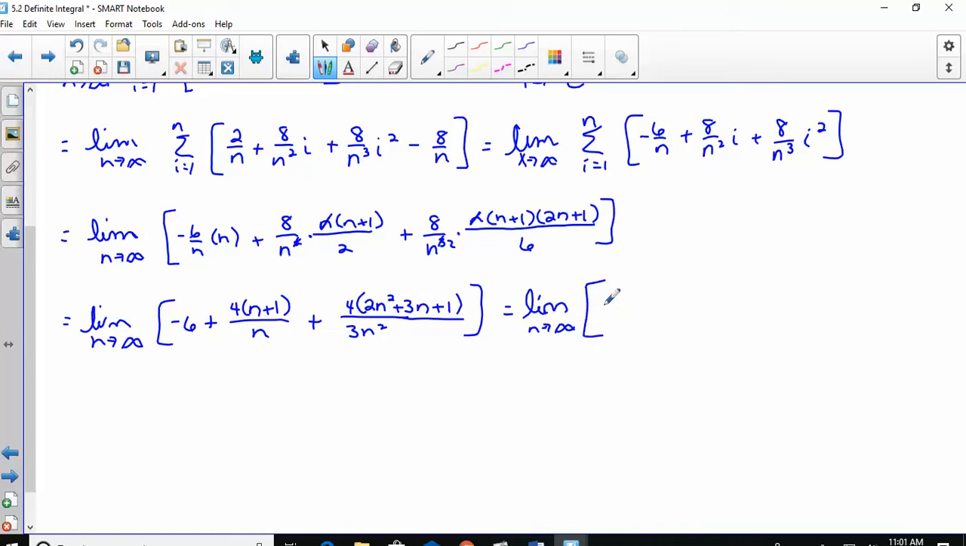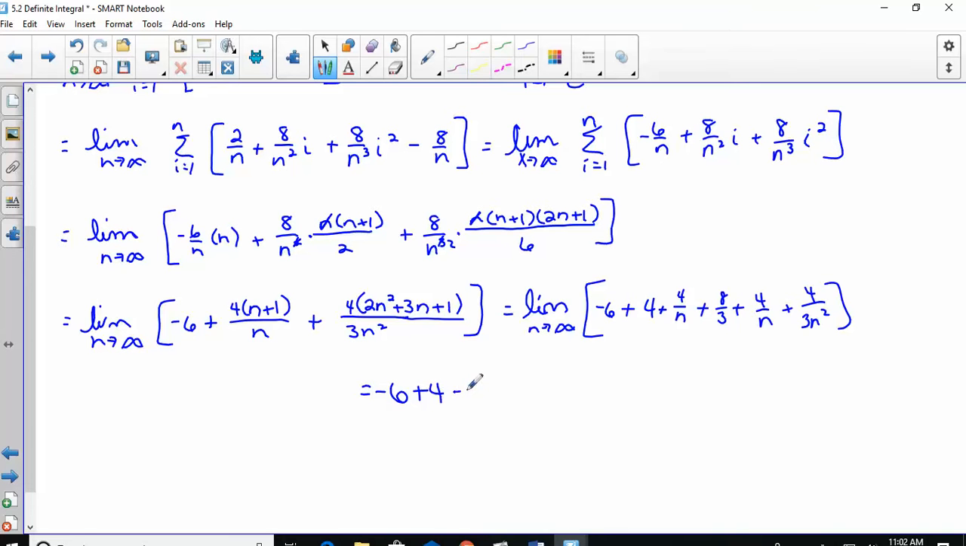Okay, distribute the 4 and divide by n. So 4n over n is 4 plus 4 over n. Okay, I'm going to distribute my 4 and divide by 3n squared. So 8n squared over 3n squared would be 8 over 3. 12n over 3n squared would be a 4 over n. And a 4 over 3n squared. Okay, we know anything with n on the bottom goes to 0.